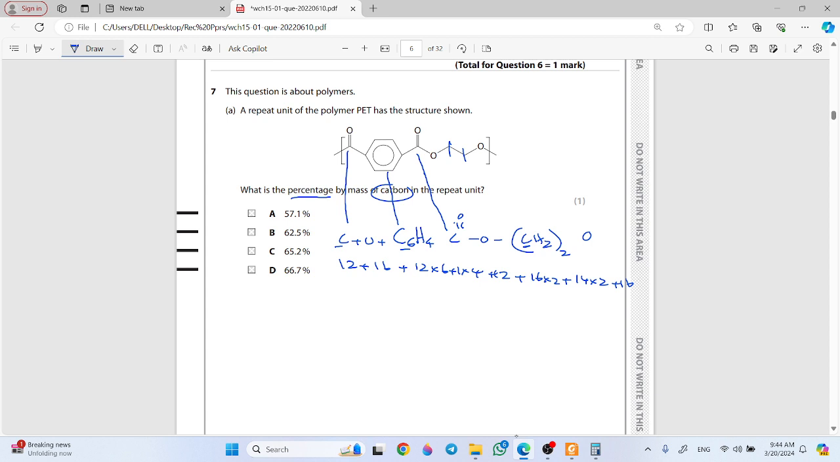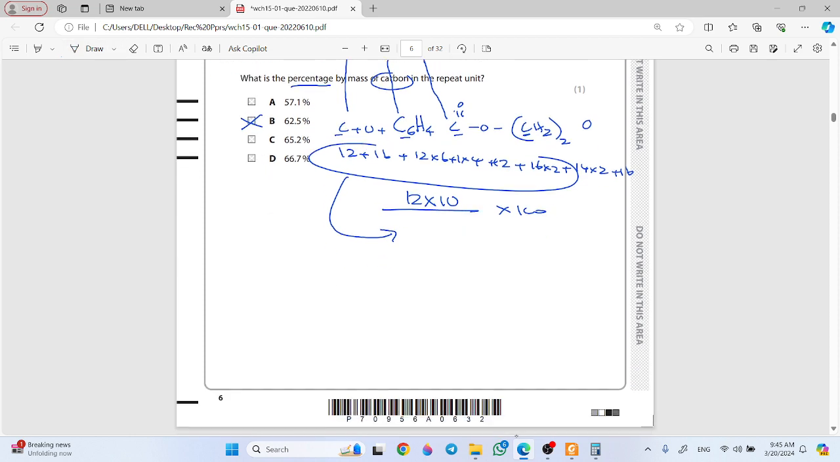1 carbon, 7, 8 and 2 10. So 12 into 10 over this entire mass into 100, right? Just substitute the value, so you get the entire mass, and after that you have to take it as the denominator, right? So answer would be 62.5. There you have to know how to get the formula by looking at the structure, and after that percentage by mass means get whatever the element, divide by entire mass into 100, right? That's all, right?